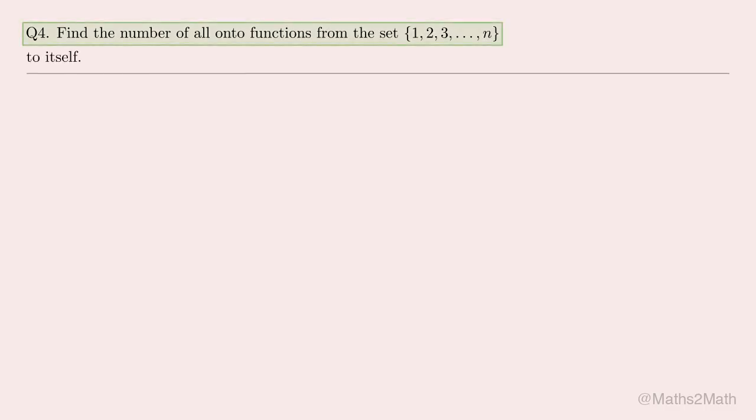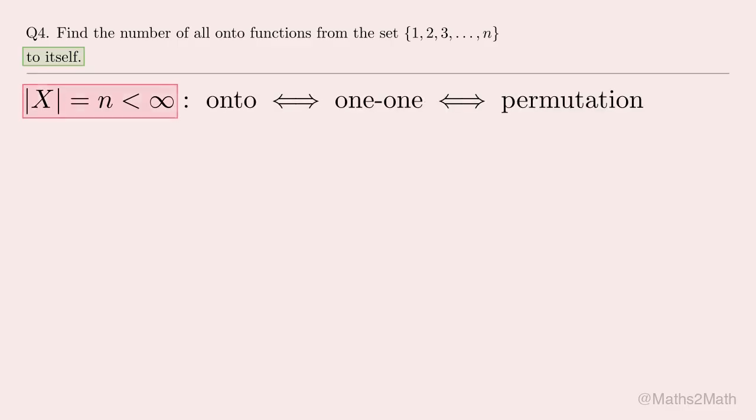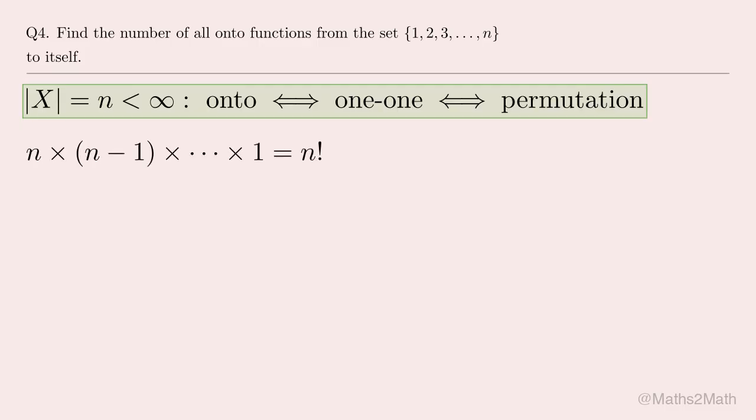Question 4. How many onto functions are there from the set 1 to n to itself? The key is that the set is finite, and the map goes to itself. The key fact from this chapter: on a finite set, a function from the set to itself is onto exactly when it is 1-1. So onto functions here are precisely the bijections, the permutations of n objects. Counting permutations. The first element has n choices for its image, the next has n minus 1, and so on down to 1. That product is n factorial.